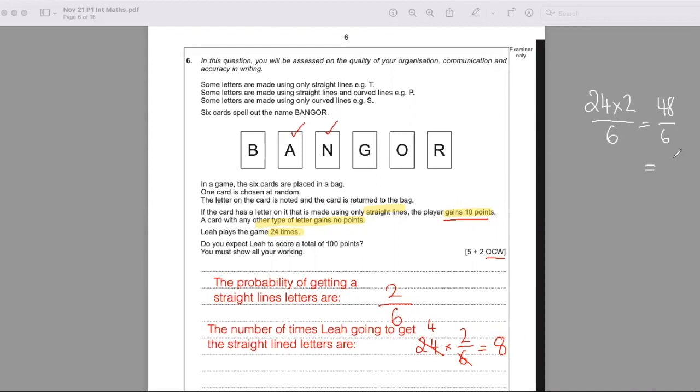So that would be 8 as well. Okay, so you know that Leah is expected to get the letters 8 times. So the next step would just be how many points she's going to gain. So she will gain 8 times 10, equal to 80 points. Perhaps just write down a statement saying that she won't get any points for other types of letters.